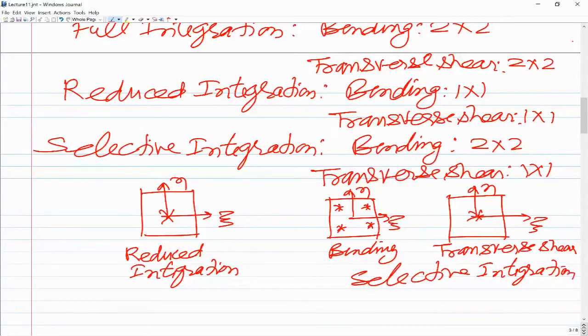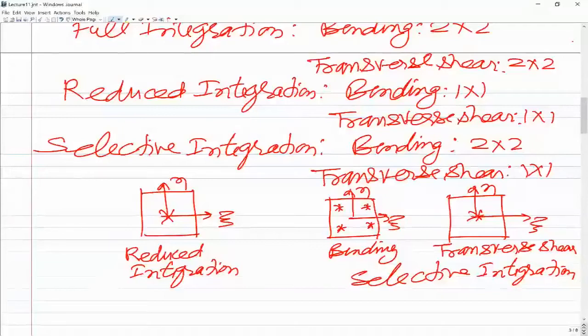In selective integration, the bending term is exactly evaluated, with whatever number of Gauss points are needed for the highest degree power of xi and eta. We decide the Gauss points based on that. But the transverse shear is under integrated, that is, we use a 1 point integration rule. That is just 1 point, xi equal to 0, eta equal to 0, and w1 will be 2. So W1 into W1 would be 4.